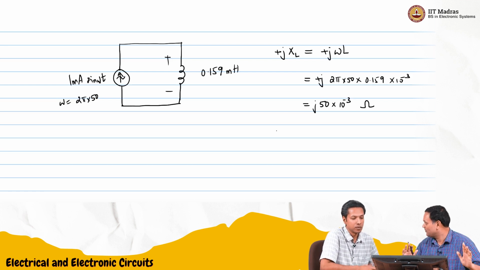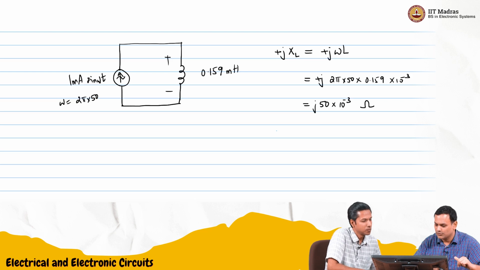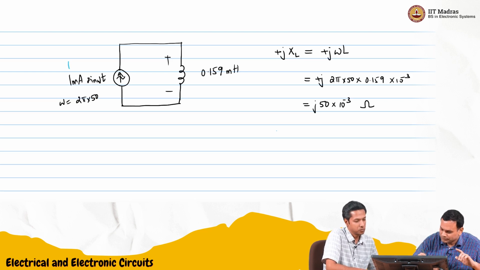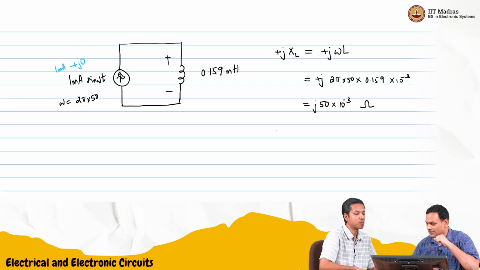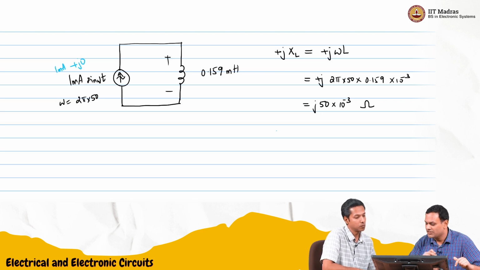Again, we'll do all three forms. Let's do rectangular form first, right? So this would be 1 milliamp, 1 plus J0. We need to remember that the current is milliamps. 1 milliamp plus J0, and times this one, which we said is plus J this thing.